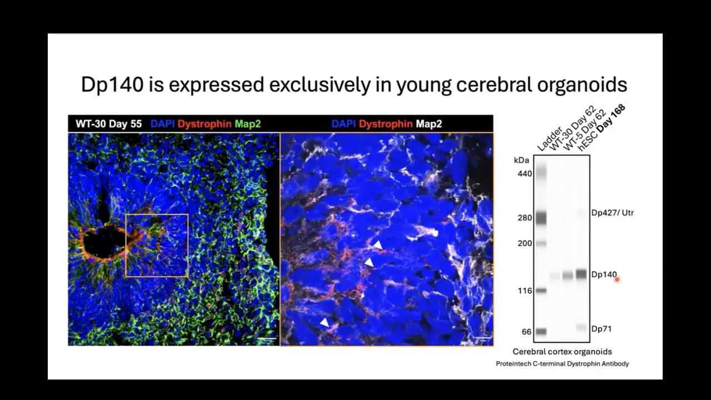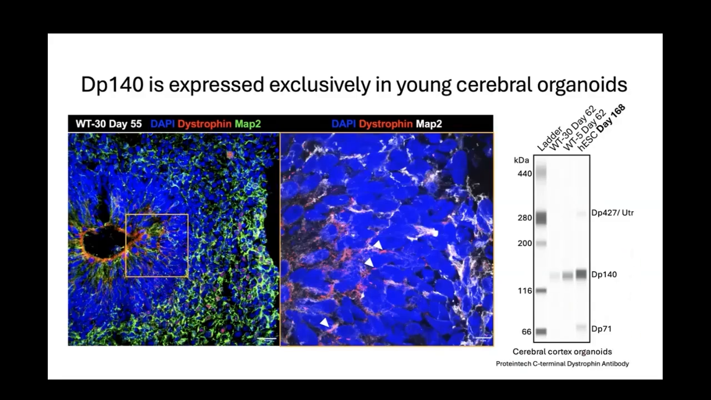So we found that DP140, which is a shorter version of dystrophin, is highly expressed in the brain organoids during early differentiation. In fact, we see that the larger dystrophin that you see in muscle, as well as a much shorter type of dystrophin, is expressed much later.